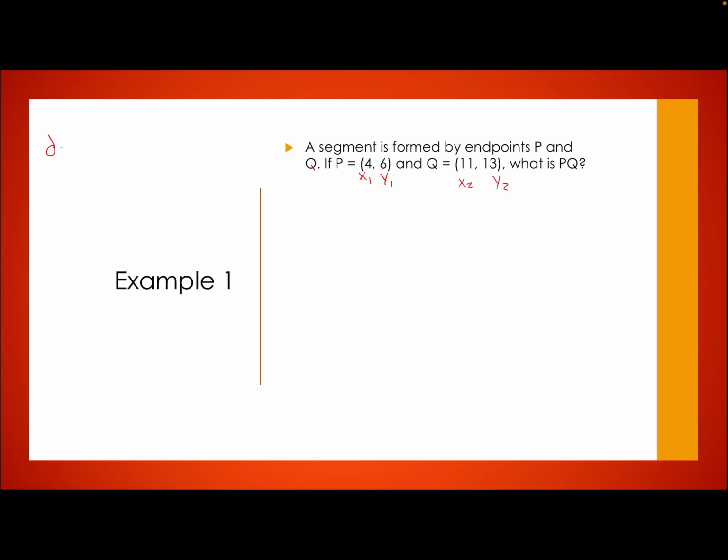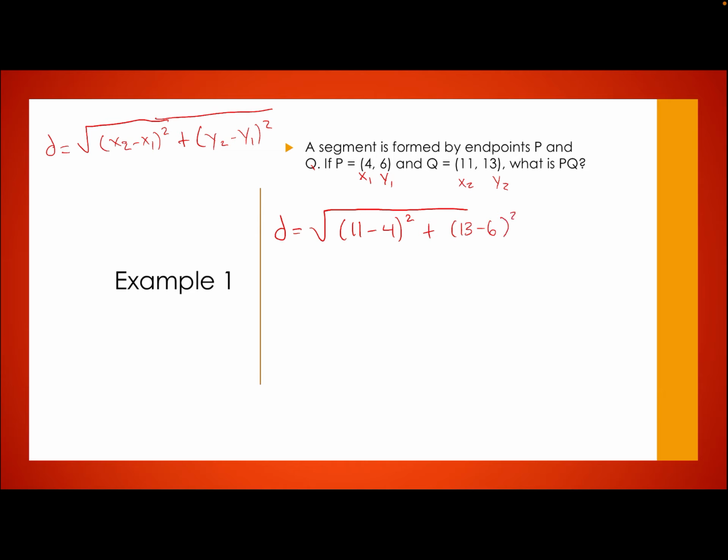So remember, our distance formula is d equals the square root of x2 minus x1 squared plus y2 minus y1 squared. So for this, we're going to get d equals the square root of x2 is 11, x1 is 4. We're going to square that, plus 13 minus 6, because that's y2 minus y1, squared. And that's going to give us the square root of 7 squared plus 7 squared, conveniently. So that's going to be the square root of 98.